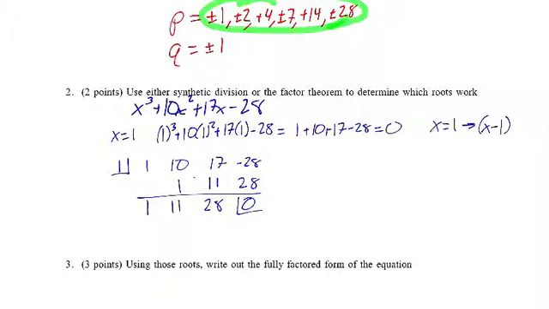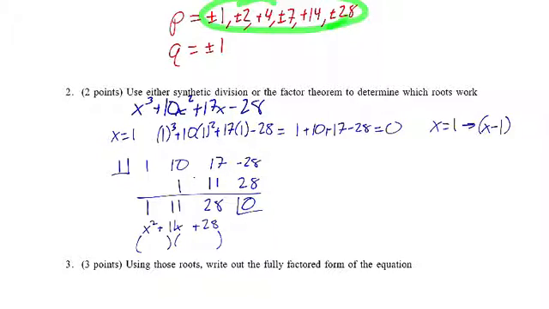So when we use those coefficients for our reduced function, sorry, not reduced fraction, we get x squared plus 11x plus 28. So that's what we get when we factor out that x minus 1. And that we can factor out even further.